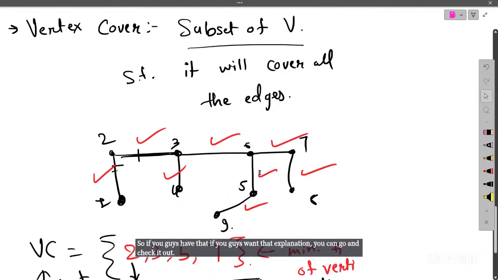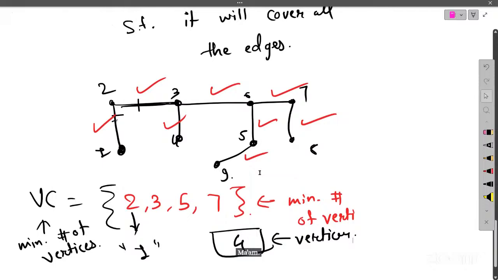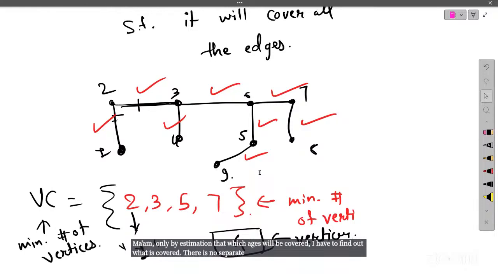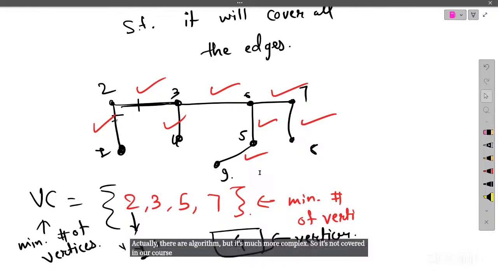Okay, fine. Is there any doubt in vertex cover? Ma'am, only by estimation of which edges will be covered, I have to find out the vertex cover. There is no separate formula or something like that in the graph. Actually, there are algorithms, but they are much more complex. So it's not covered in our course. So we just have to go by our intuition. That's all. Okay. There's no specific method so far.